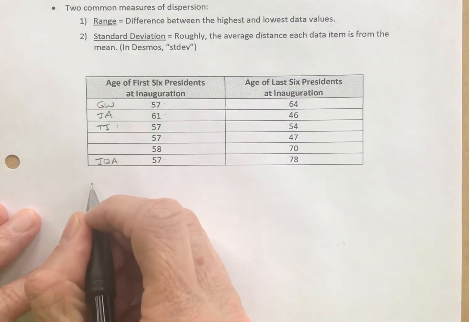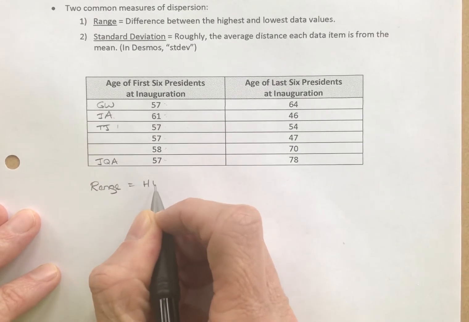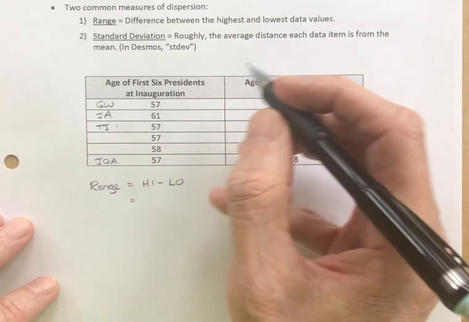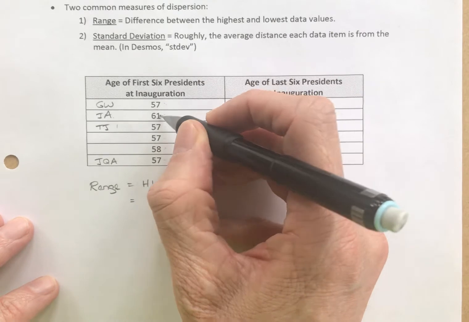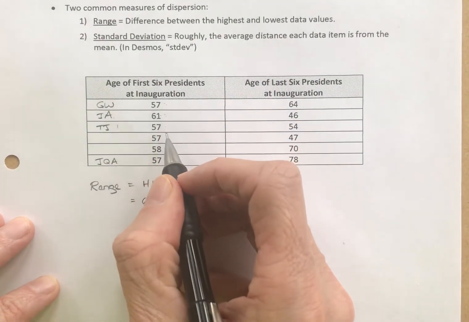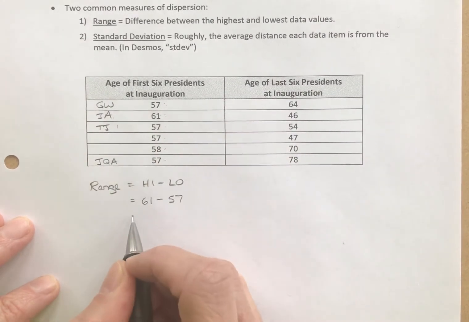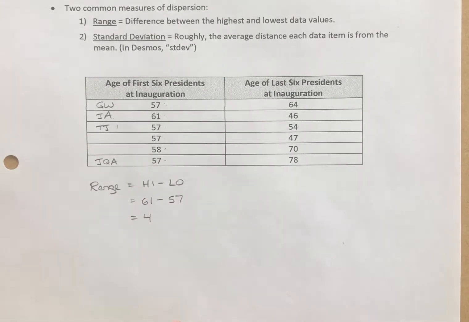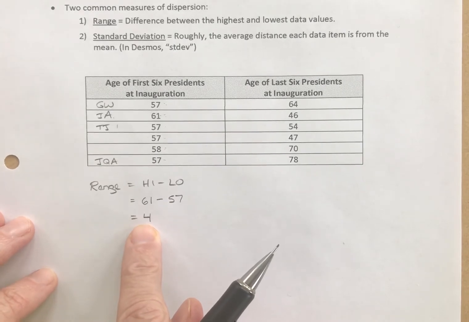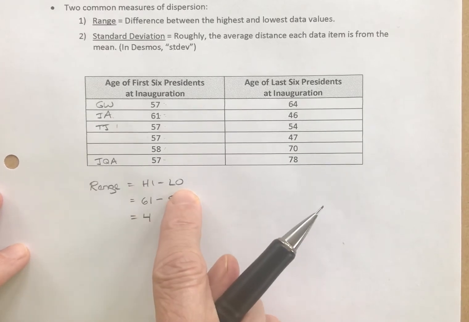Let's find the range. The range is the high minus the low. The highest value here is 61, John Adams. And the lowest value here is, well, we have a bunch of 57s. Just got to pick one of them. That's the lowest value. And we'll see that the range is 4. So this data is not very spread out according to the range. There's only a spread of 4 from the highest age to the lowest age.